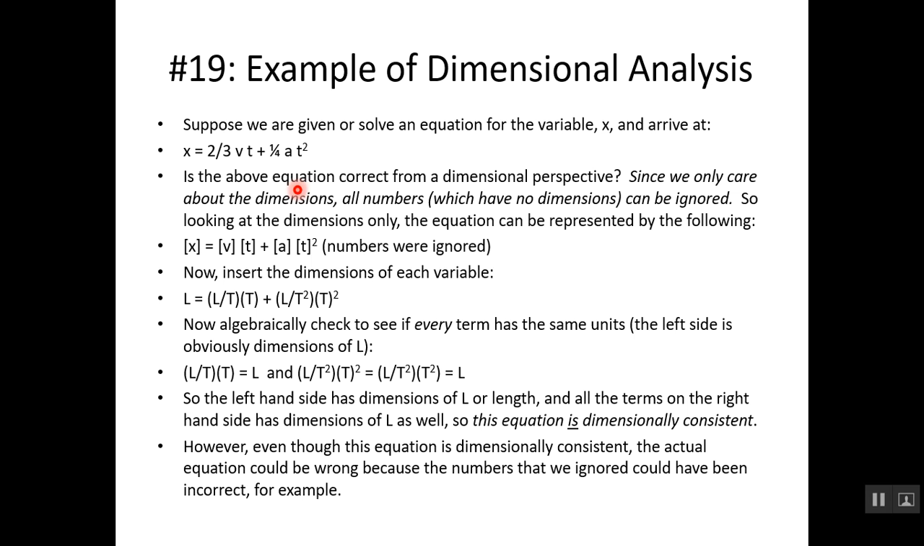Now, the number could actually be wrong. It could be dimensionally consistent but wrong. Wouldn't that be 2L though equals L, which doesn't make sense? Wait. It would be L plus L equals L.